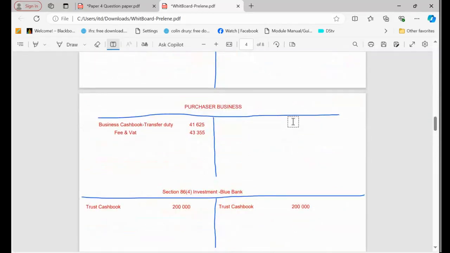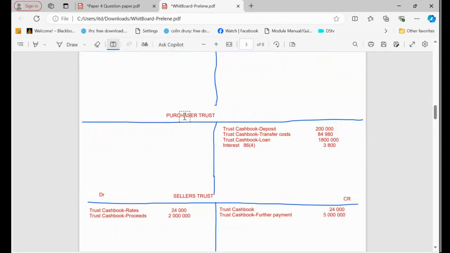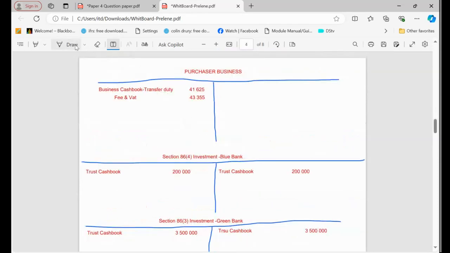Now we need to do the transfer, and the transfer can only take place, remember, between the business and the trust. So we need to check how much we have in our business. That will be the money that is owed to us. So please add for us so that we can know how much. 41625 plus 43355 is equal to 84980. And this is the amount that I need to transfer.